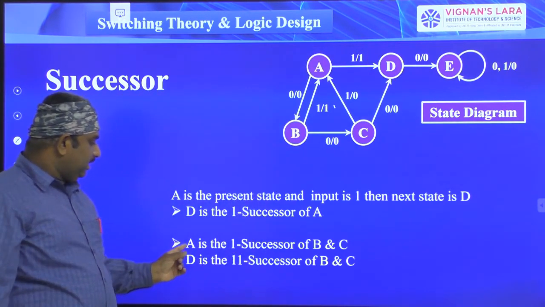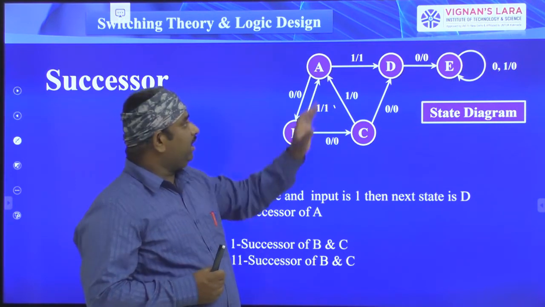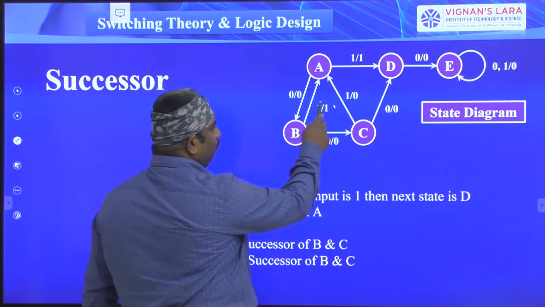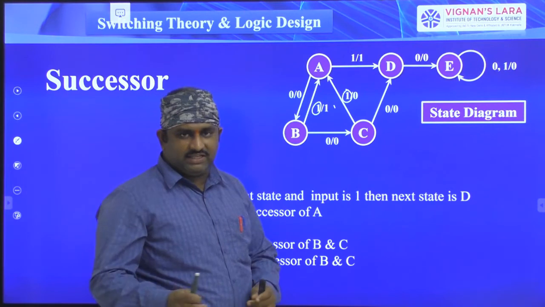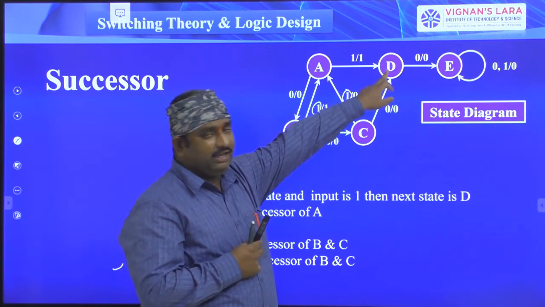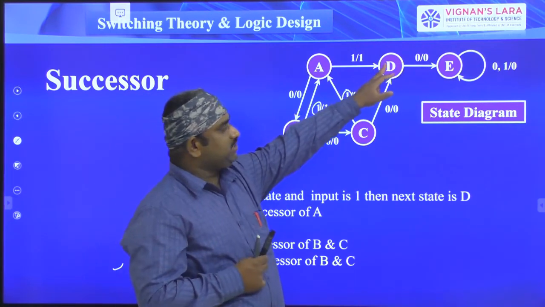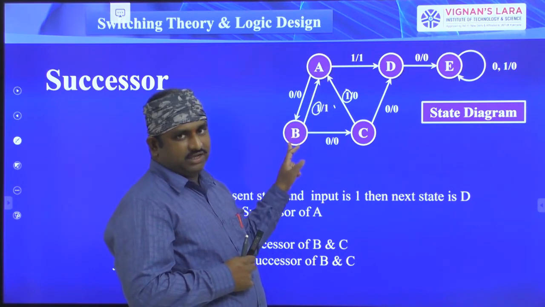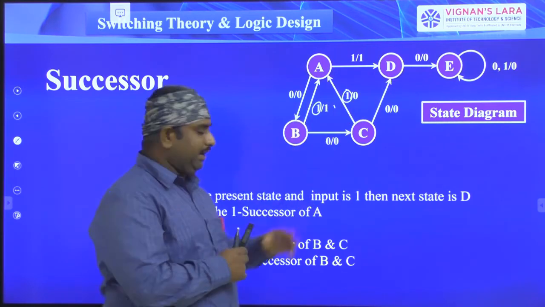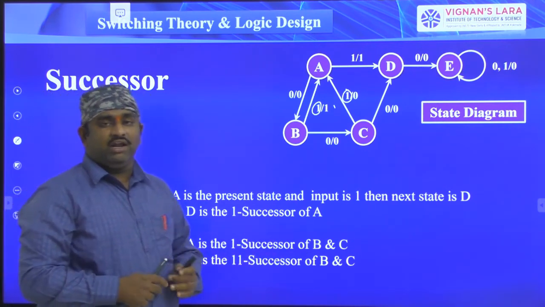In the same way, see here, A is a successor of B and C. That is, here A is the next state and the present states are B and C. Whenever input is equal to 1 at the B and C states, the next state is A. Now, A is a successor of B and C. So D is a successor of A, and A is a successor of B and C. Now see here, D is a successor of B, and D is a successor of C. That is, D is a successor of B and C. This is the last statement. So this is the definition of successor.